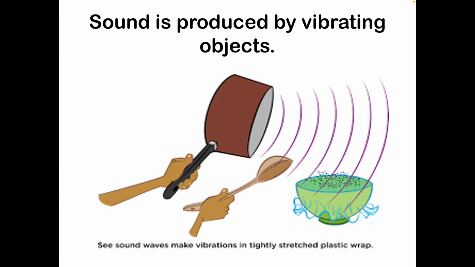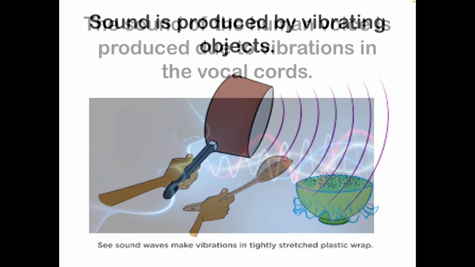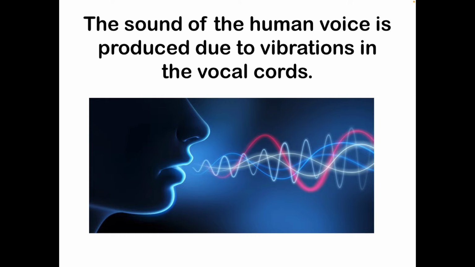How is sound produced? As we learned before, sound is produced by vibrating objects. In fact, when we speak, sound is produced, right? That sound is also due to the vibration which is produced in the vocal cords which are present in the throat.